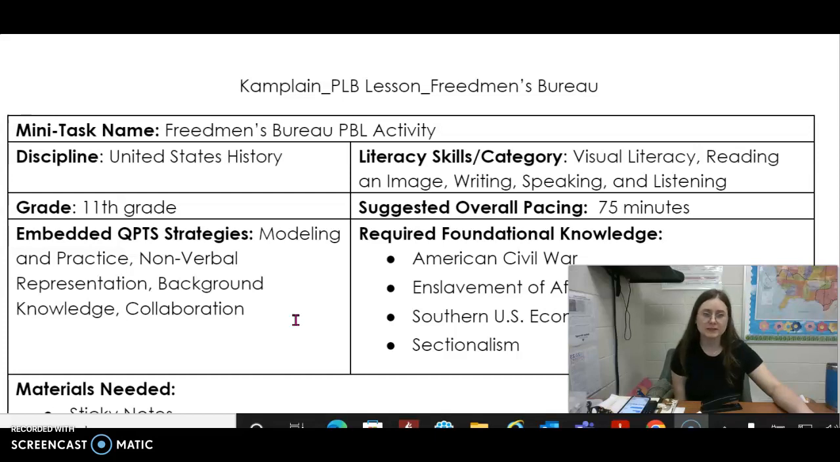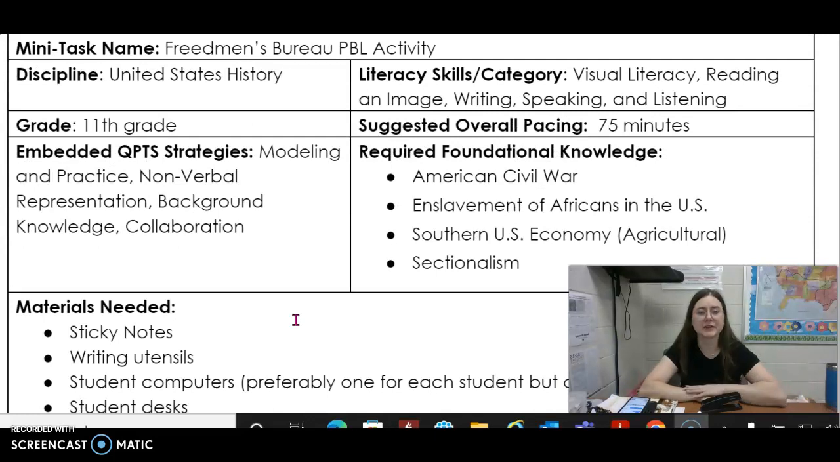Before we get started with this activity, there's some background information that students need to be familiar with before they're able to fully participate, and that is listed here under required foundational knowledge. So they're going to have to understand the timeline of the American Civil War. They're going to have to understand that slavery was a part of American history in the southern United States. They're going to need to understand that the southern economy was based on agriculture, and they're going to need to understand the word sectionalism, which is an important historical term leading up to and a little bit after the Civil War.